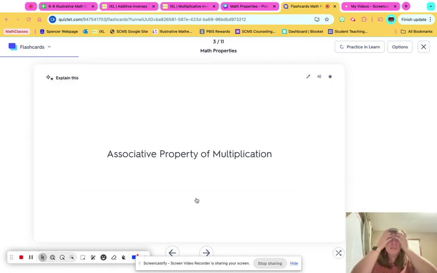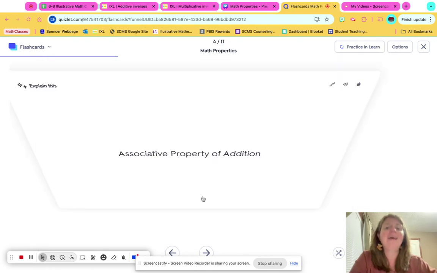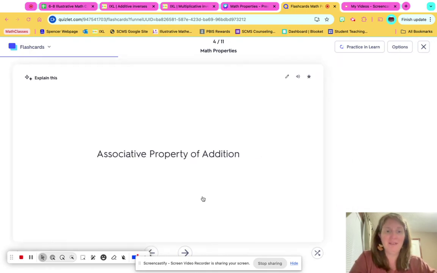If you just said associative and you didn't say multiplication, in a match, you would get that wrong because there is associative property of addition as well. All right, next one. The way in which numbers are grouped when added does not change the sum. It's kind of a similar example, but this time we're dealing with addition. 5 plus 7 is 12. 7 plus 3 is 10. But then when we add them all together in the end, we get the same exact answer. So what is it? This is the associative property of addition.